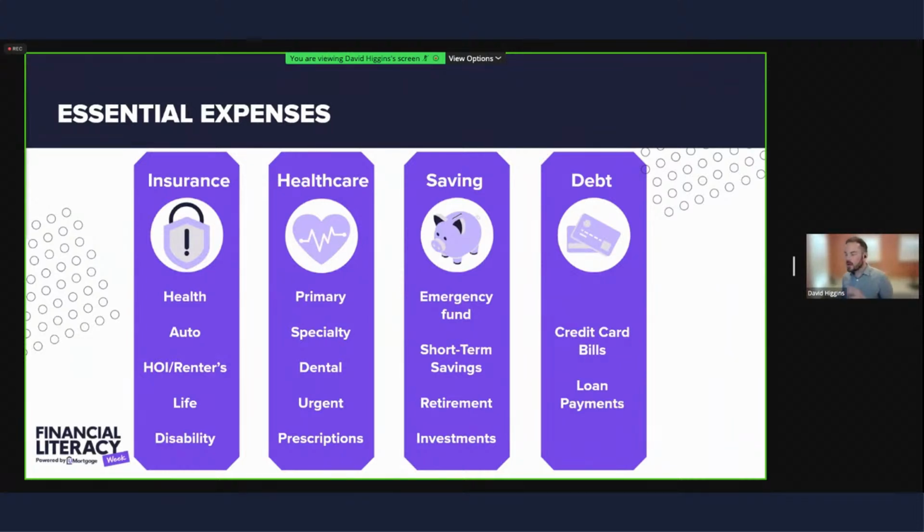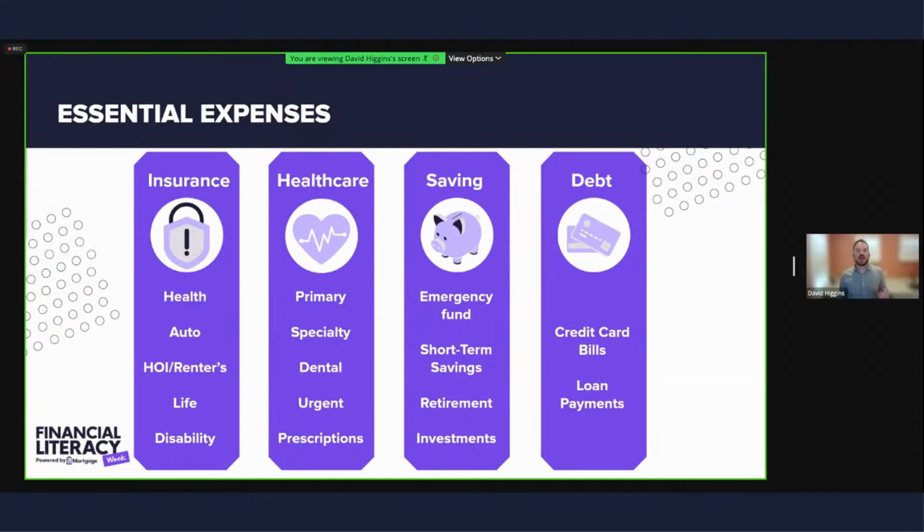Next up is your healthcare. Any expense paid toward the cost of healthcare or products can all be included here. So things like primary care, prescription drugs, specialty care like dentistry, dermatology, any of those sorts of things would go under this category.